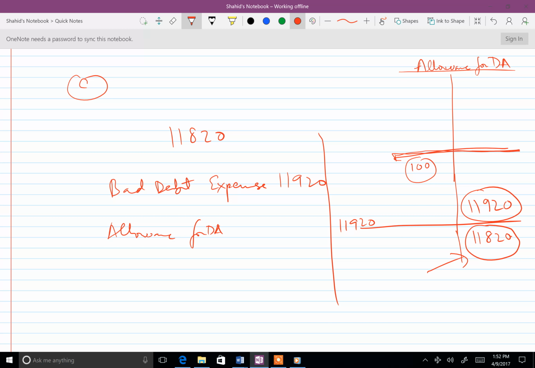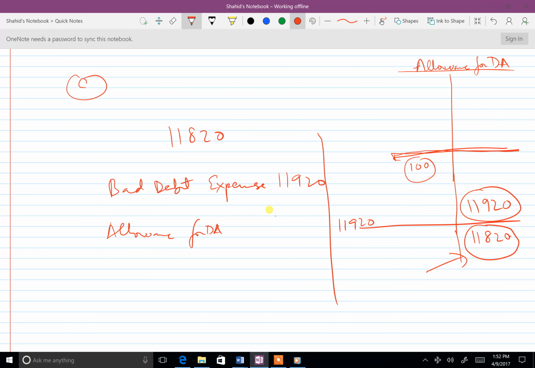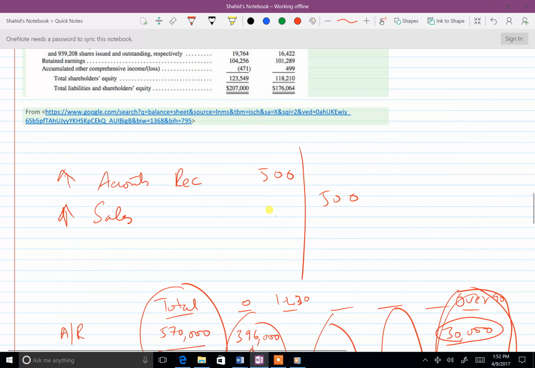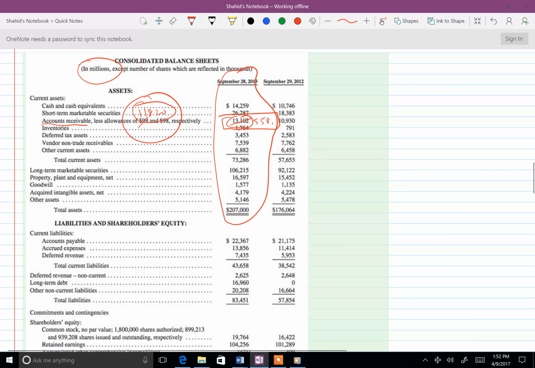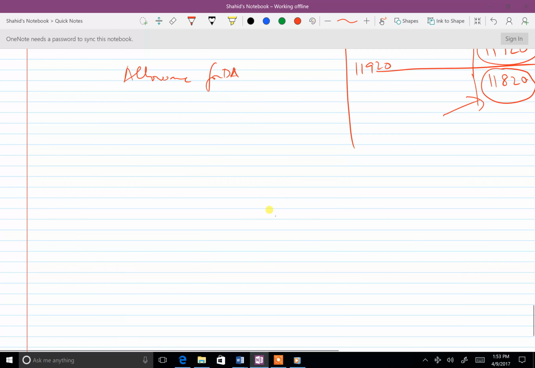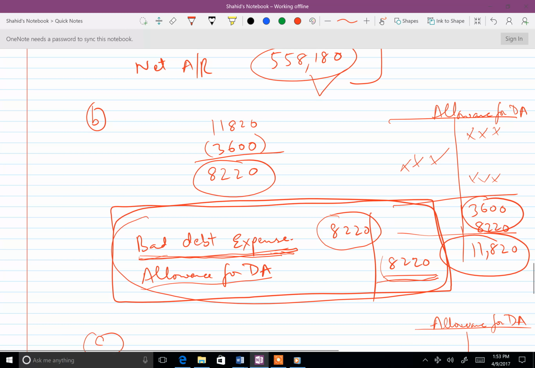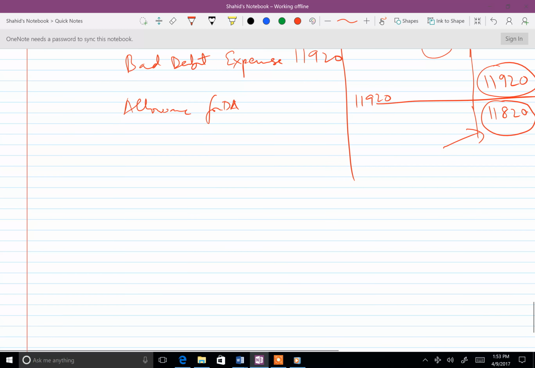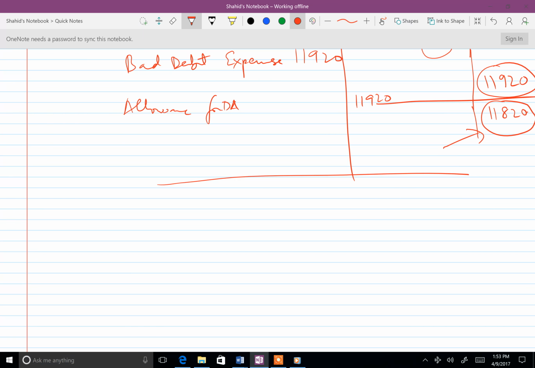Now that balance, that's the sitting balance, right? That balance is what's going to result in the same result. It will make this net accounts receivable of 558,180, right? So this is what we want to achieve.